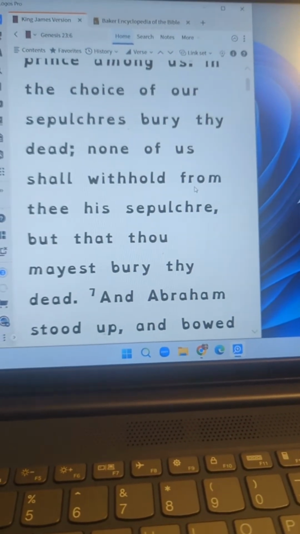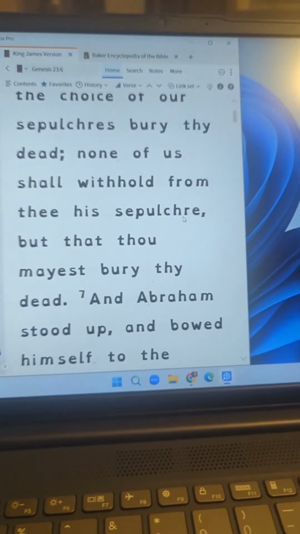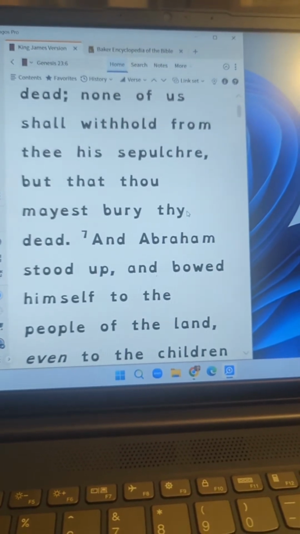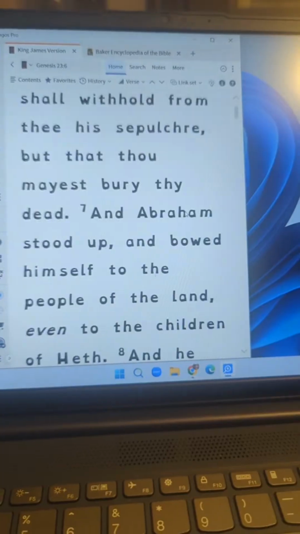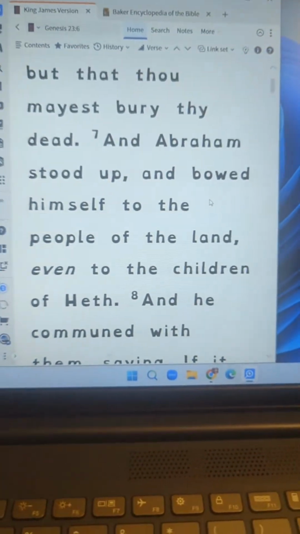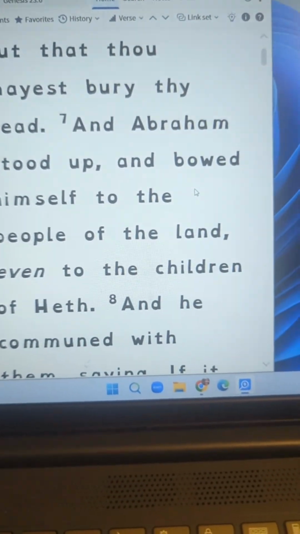Abraham stood up and bowed himself to the people of the land, even to the children of Heth, which kind of is amazing, to be honest. And he humbled himself, right?